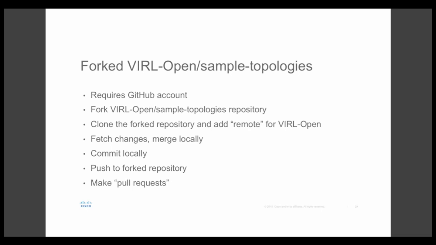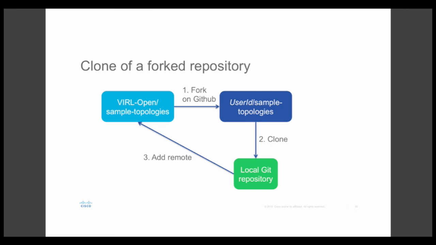Okay. So this will let you clone the repository, but you'll also be able to still pull changes from us, and you'll also be able to push changes up and then ask us to pull your changes into the sample topologies. So this one looks like this. On GitHub, we're going to fork that repository. That's very easy. We'll show you how to do that.